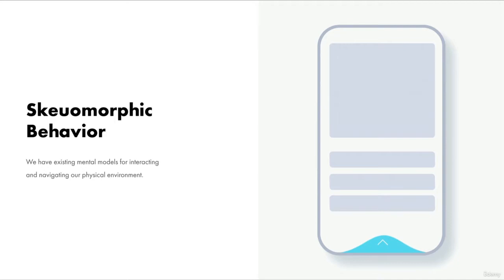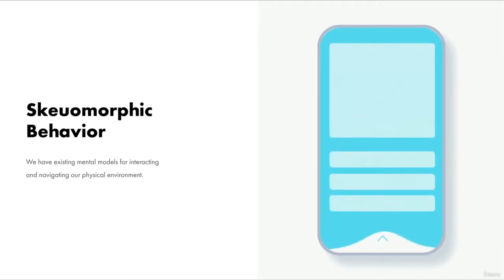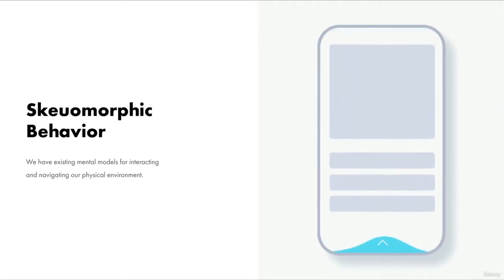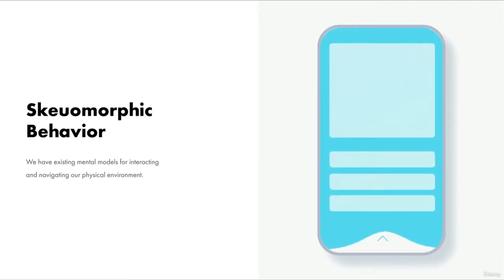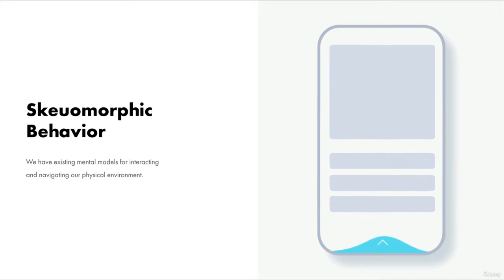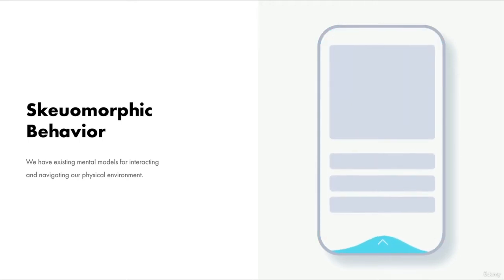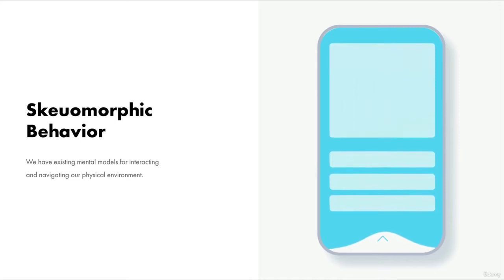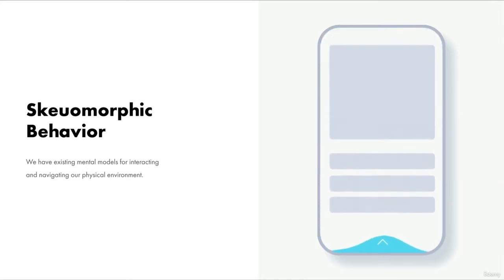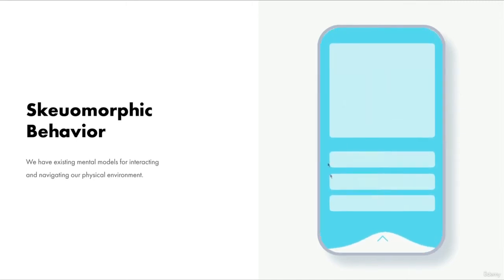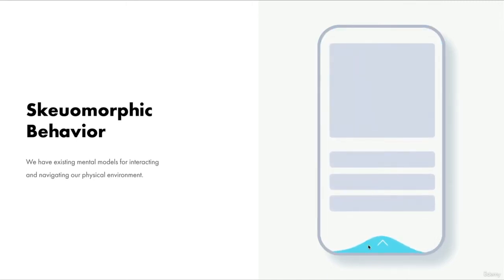The first one, skeuomorphic behavior. I know that's a pretty tough word. We have existing mental models for how we interact and navigate our physical environment, like picking up a cube or touching water or liquid or something else like that. If we can understand these mental models, we will actually be successful at interfacing with a user's perception and reasoning around them.